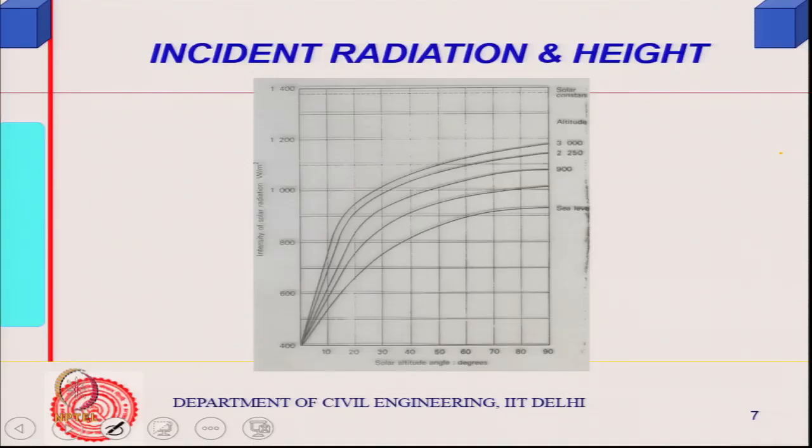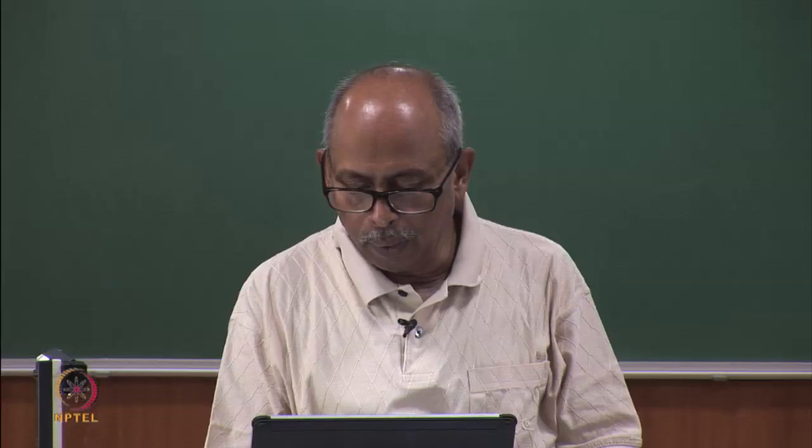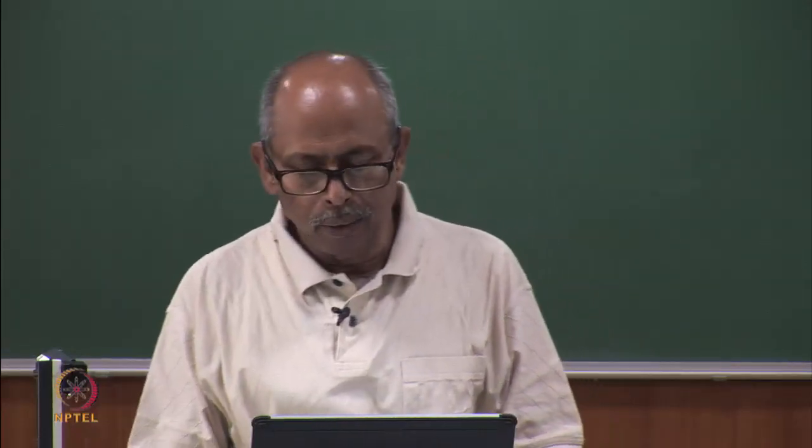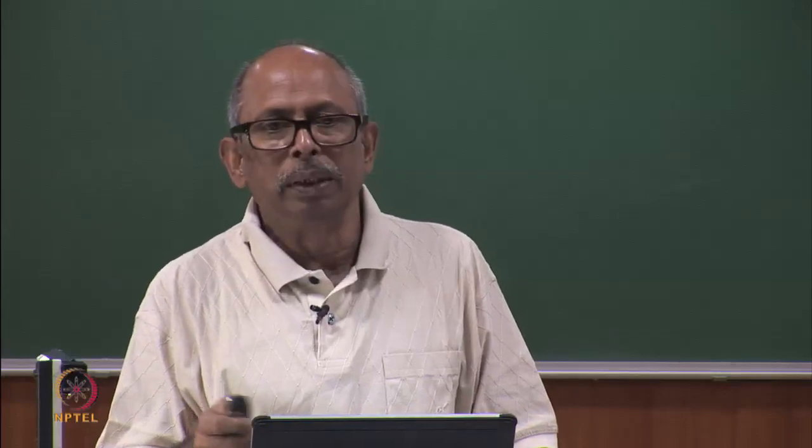Altitude is another factor. At sea level the radiation is less; at higher altitude it can be somewhat higher because of the distance we talked about, absorption by the atmosphere, etc. And this is the solar altitude angle. When the radiation is falling normal, this is the maximum. Depending upon the solar altitude angle, we will define what the altitude angle of the sun is a little bit later on.